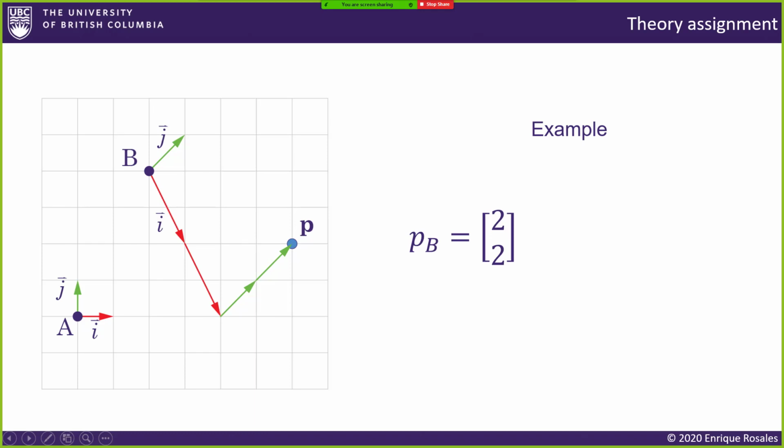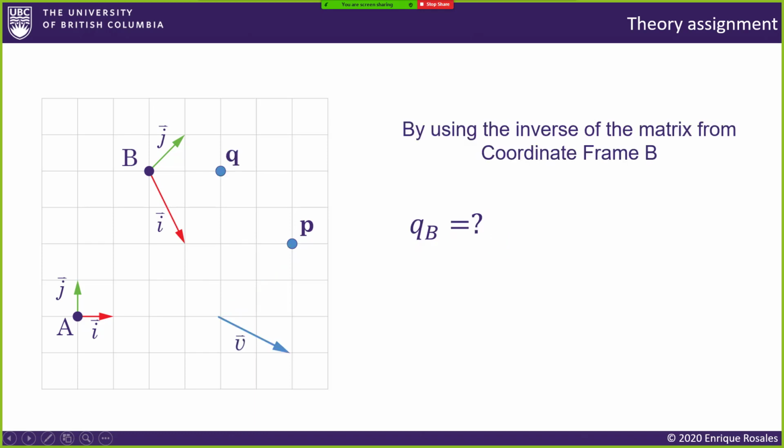It's a very easy one to see with the grid. But now let's say that we have another position, Q, in this position. So just by seeing the grid, can you guess which is the position of Q with respect to B? Just by seeing the grid, is it possible? What do you think?